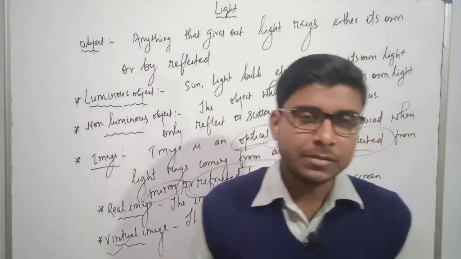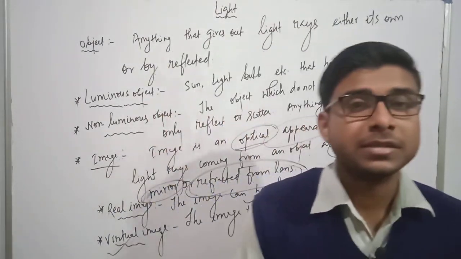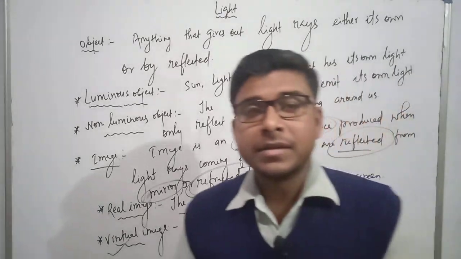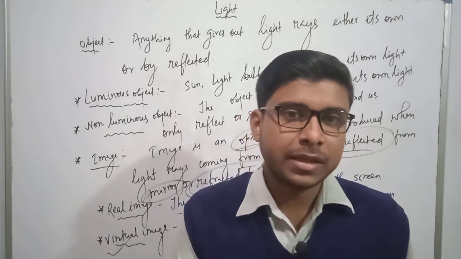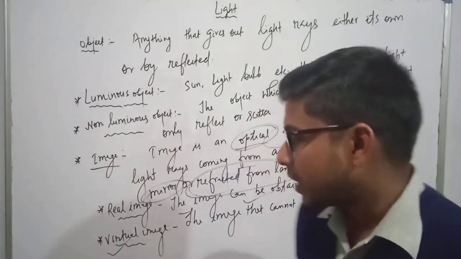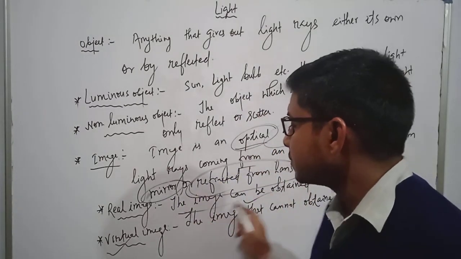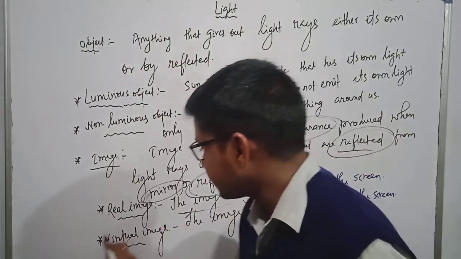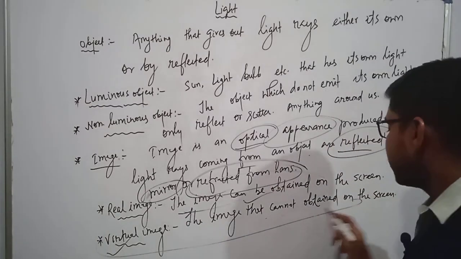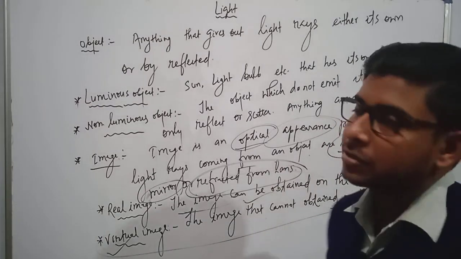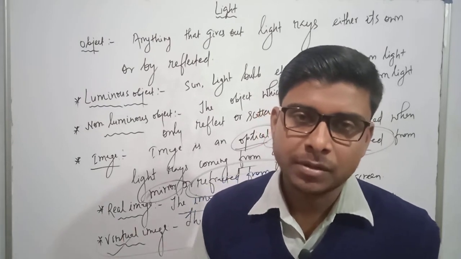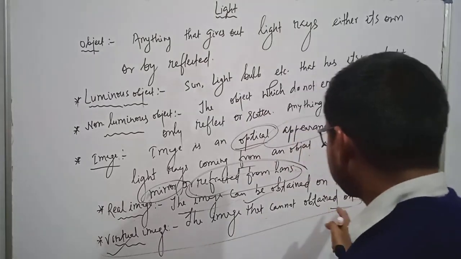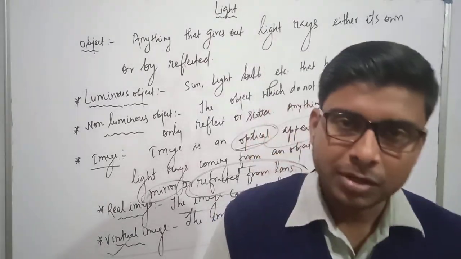Real image means that the image can be taken on the screen, like the images formed by lenses. When the light rays actually cut, and they form an image, that is called the real image. So you can record the image formed by lenses, whereas the image that cannot be obtained on the screen is called the virtual image. The images that can be found on the screen are called real images. The images that cannot be found on the screen are called virtual images.